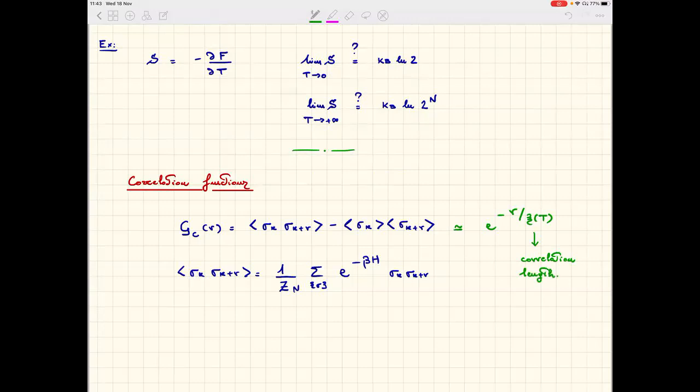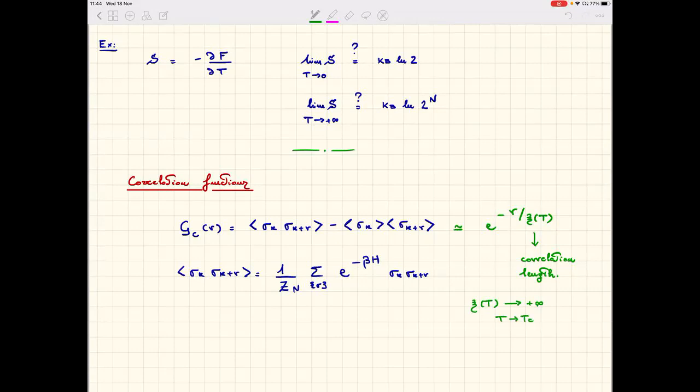There is an exception to this statement. When the system is at the critical point of a second order phase transition, the correlation length goes to infinity and the decay in space of the correlation function becomes a power law. But that is a special situation, right? So for second order phase transitions, psi of T goes to infinity as T goes to T_c.